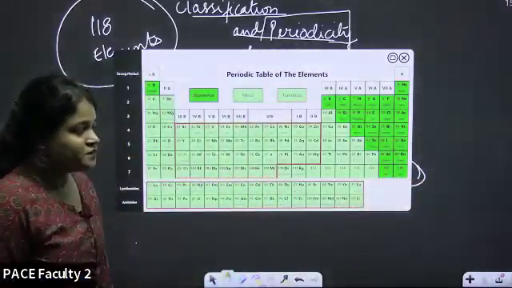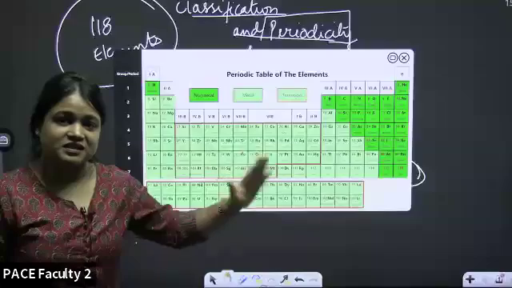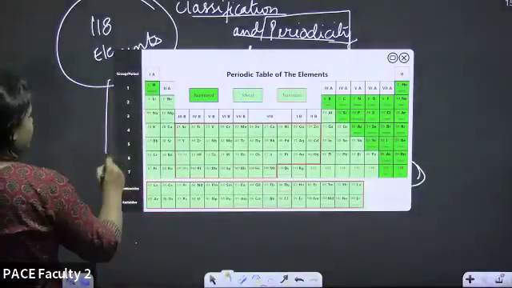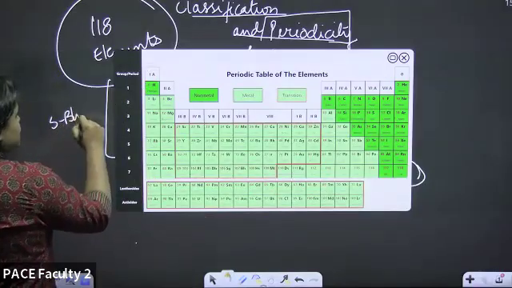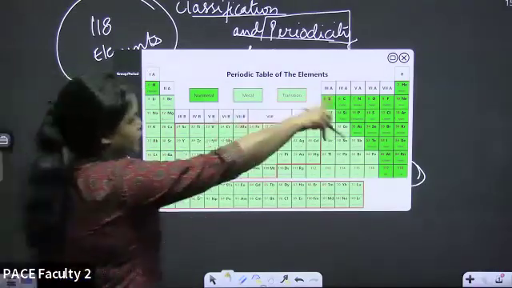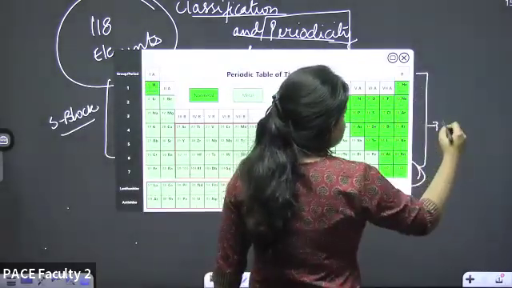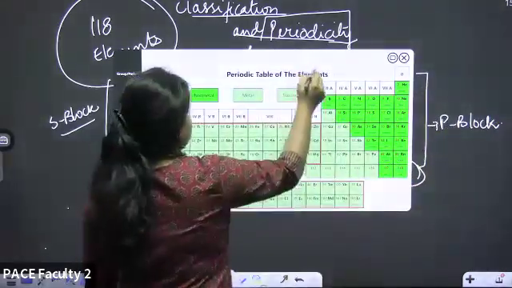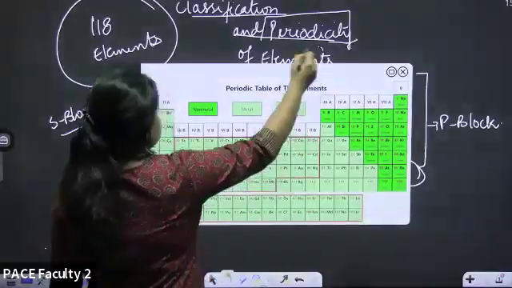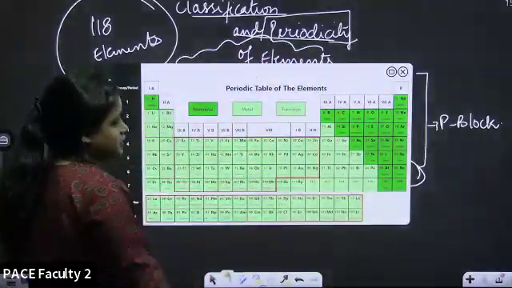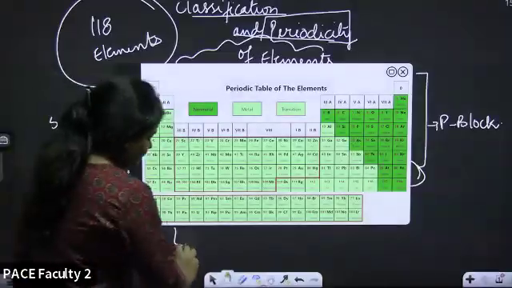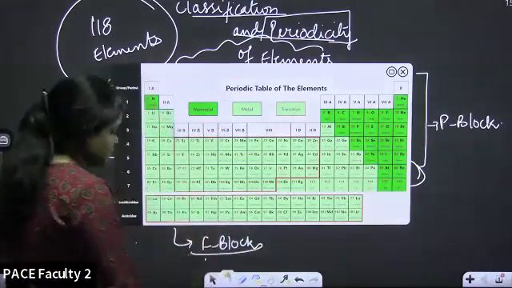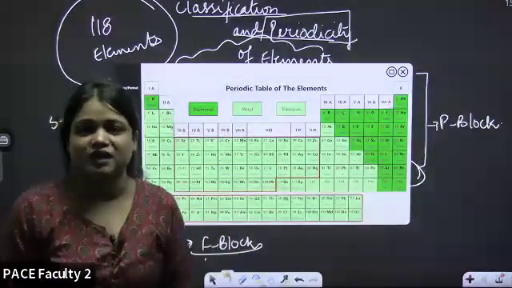the periodic table, which are divided into different categories, which are divided into S block, P block. So these are the S block elements. These are all your S block elements. These are all your P block elements. These are known as P block elements. These central ones are known as the D block elements, and these bottom ones, you all know, they are known as the F block elements, right? These are called the F block elements.